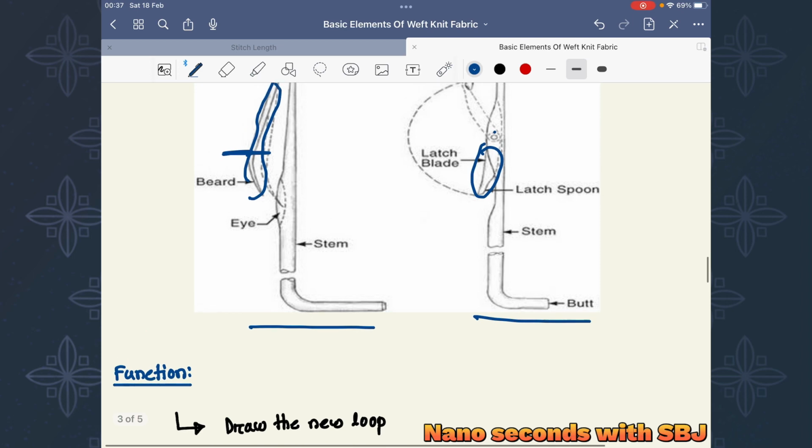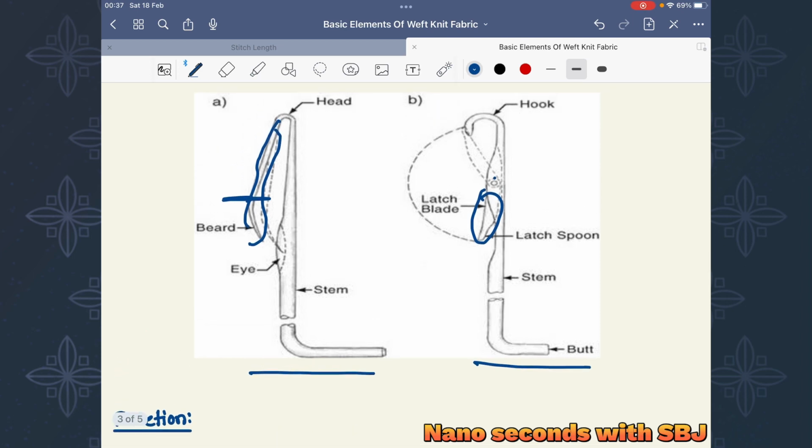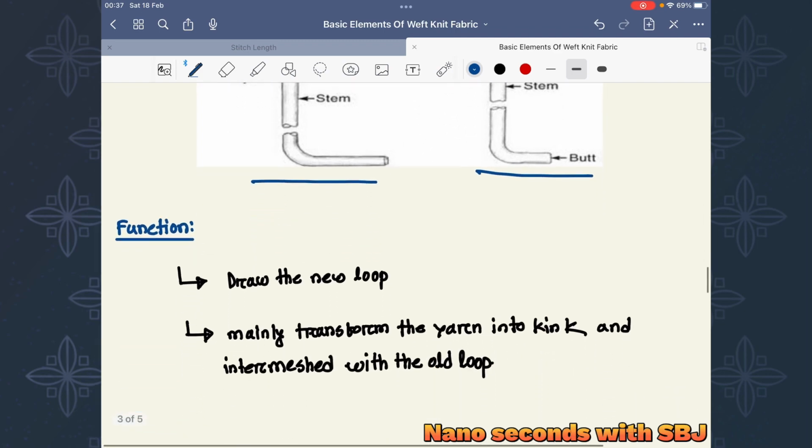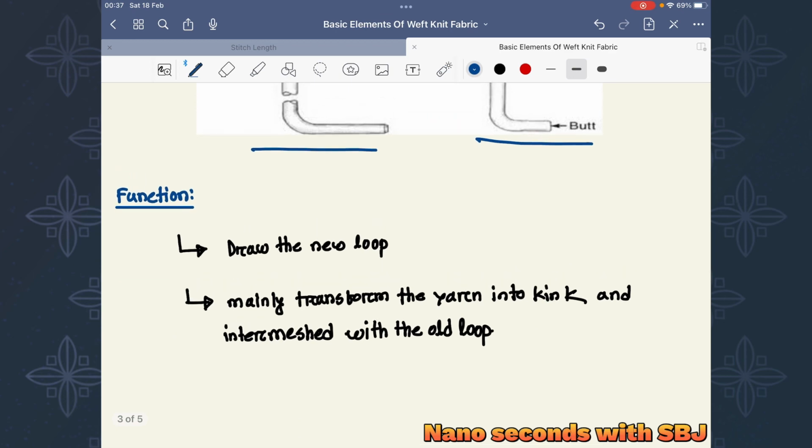If we want to know the basic function of the latch needle or bearded needle, the basic functions of the needle are: first, it helps to draw the loops; second, it helps to transform the yarn into knit; and it also helps to intermesh the new loops with the previous ones. So these are the functions of the needles.